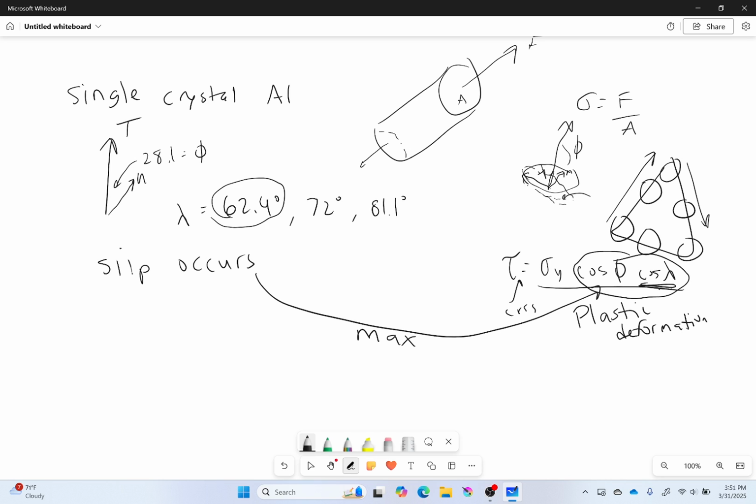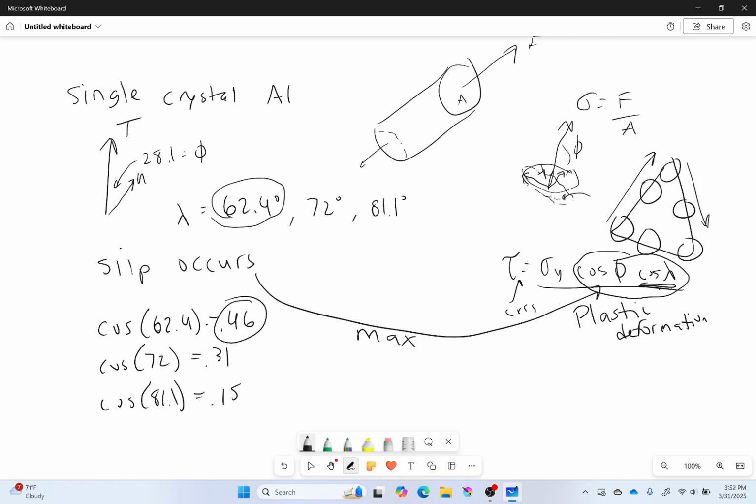If I plugged it in for all of them, I could see that numerically. Let me show you. Cosine of 62.4 is equal to 0.46. Cosine of 72 is equal to 0.31. You can see we're getting smaller. If we go to 90, it would be 0. And finally, cosine of 81.1, getting really small, is 0.15. So 62.4 gives the biggest value, and it has the largest chance of shearing along that direction.